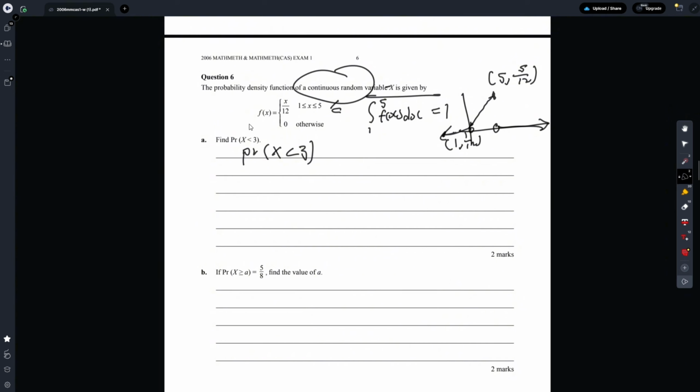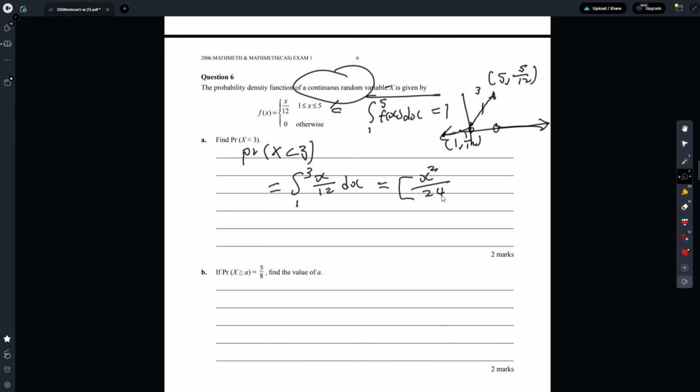So it's basically find the probability that x is less than 3. What this is basically asking for is the area of the graph from 1 to 3. So let's find that. The integral from 1 to 3 of x on 12 dx. Add 1 to the power and divide by the new power: x squared, and then divided by 2.